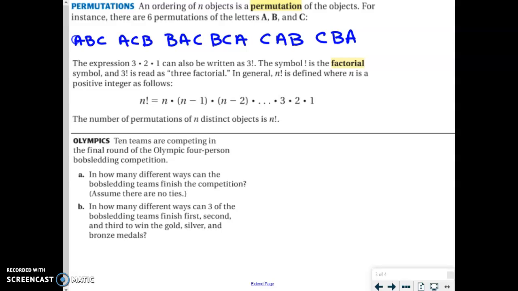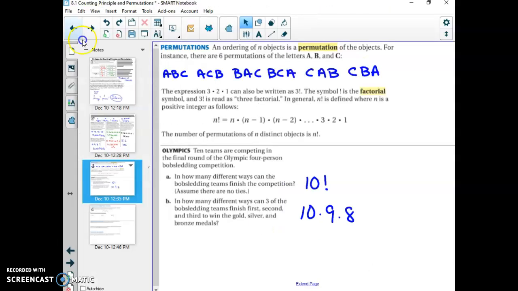So first of all, let's figure out what we're going to do. It says there are 10 teams competing in the bobsled finals for the Olympics. How many different ways can the bobsled teams finish? Well, we'd figure this one out by saying 10 factorial. And the second one, very similar to what we had up above, how many different ways could they finish in first, second, and third? That one we're going to figure out by just simply taking 10 times 9 times 8. So in order to do this, ladies and gentlemen, we are simply going to use our calculators.